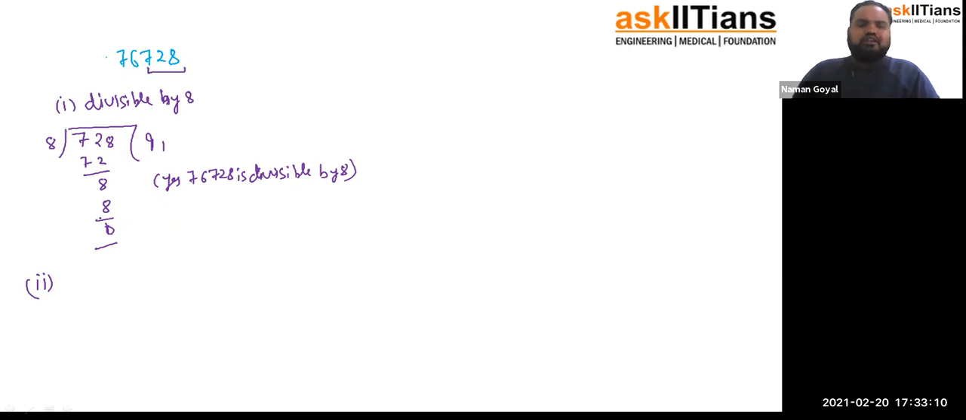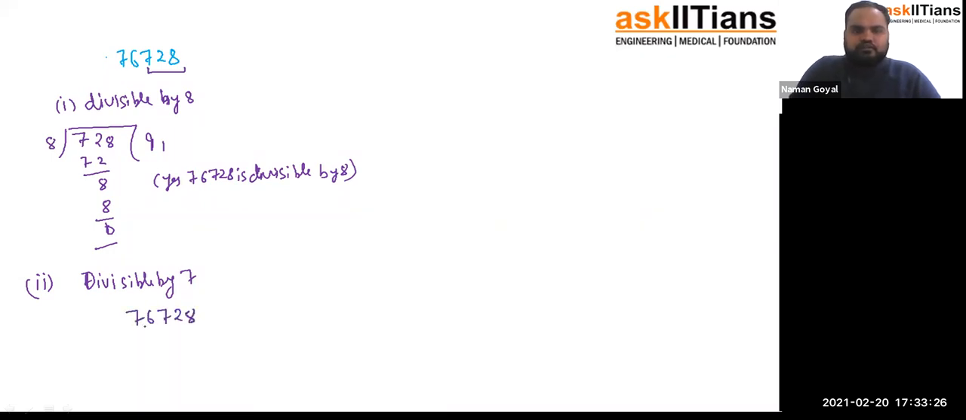Okay, now the next thing we have to check is divisibility by 7, whether it is divisible by 7 or not. So we have to check 76728. We remove the last number, and it will be 7672 minus 16. If we subtract 16 from 72, how much do we get? 56, right? So it will be 7656.